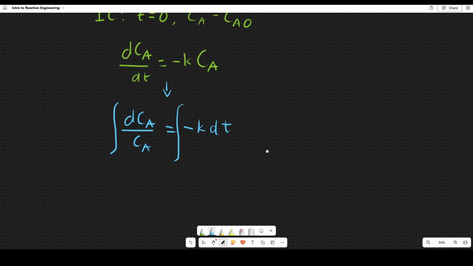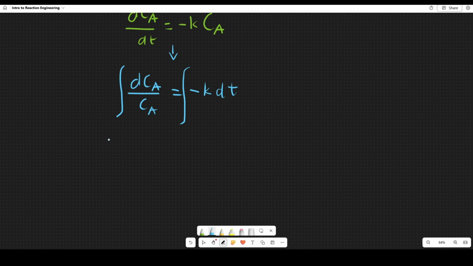The integral of 1 over CA is nothing but ln, natural log of CA. And k is a constant, so we can pull it out of the integral. So you get minus k times the integral of 1, since there's a 1 in here that you can multiply by. The integral of that is nothing but the variable itself. So minus kt, and always remember to include your constant, right? Now we have to solve this for CA. So CA is equivalent to e to the minus kt plus c.